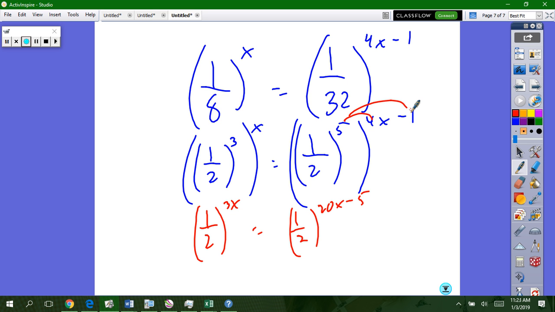Okay, so then we said this guy's going there, right? So that's going to be 3x equals 20x minus 5. When can I set these equal? When the bases are the same. Right? The key thing is the bases are the same. It's not pretty because I made it up. But still, overall, it's just a way to think about it.